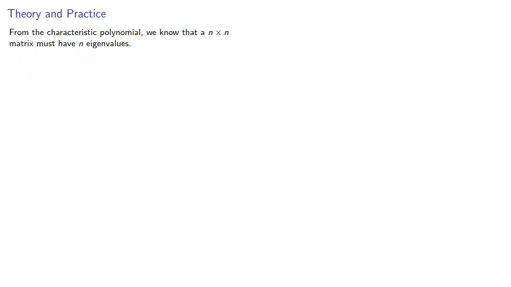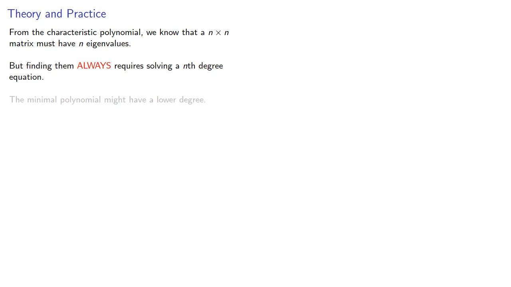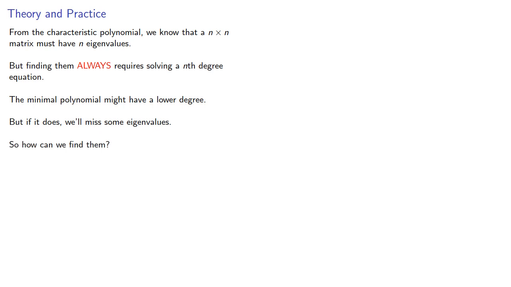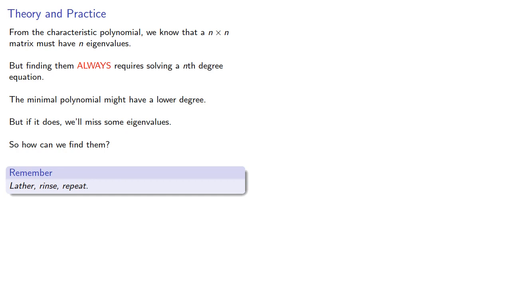So let's put the two ideas together. From the characteristic polynomial, we know that an n by n matrix must have n eigenvalues, but finding them always requires solving an nth degree equation. The minimal polynomial might have lower degree, but if it does, we'll miss some eigenvalues. So how can we find all of our eigenvalues? So again, theory guides practice. We know there are supposed to be n eigenvalues, and if we haven't found all n eigenvalues, we can lather, rinse, repeat.